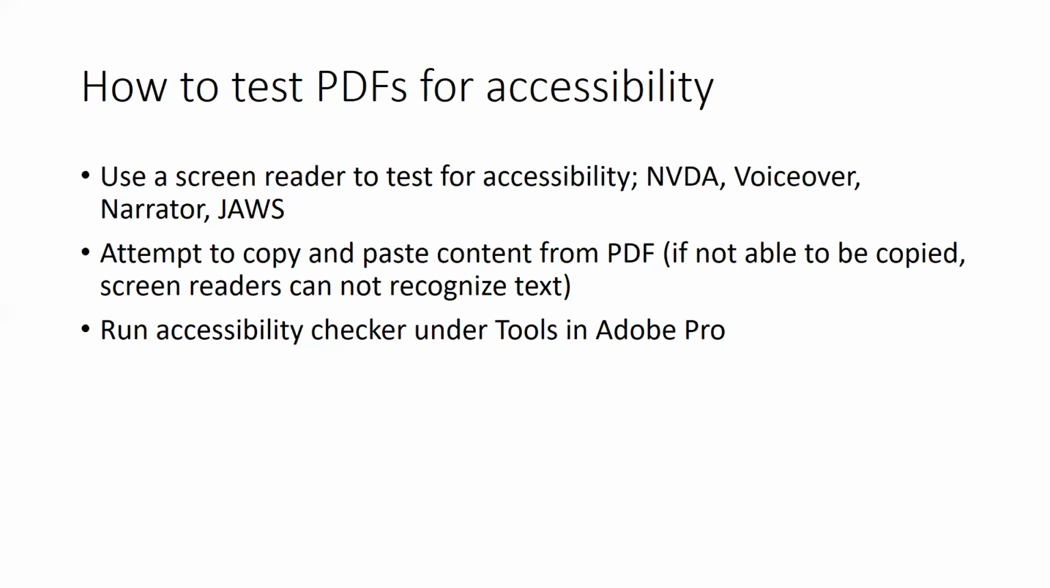Another way that you can test PDFs is a really simple way. If you're not sure if it's an image-based PDF or not, you could just try to copy and paste the text. If you try to select it and it's not selectable, you're probably dealing with an image. And that's the worst kind of PDF that you could really be working with. There's ways to remediate that, and we'll talk about that. And then the last thing is running the accessibility checker, which we're going to talk about a little bit more in detail.